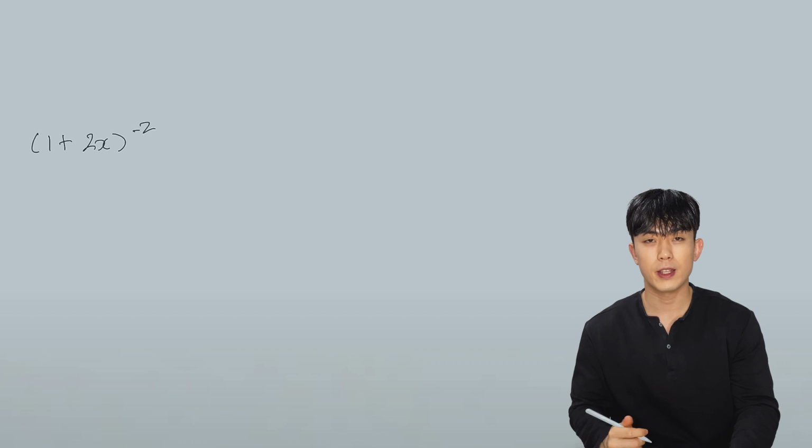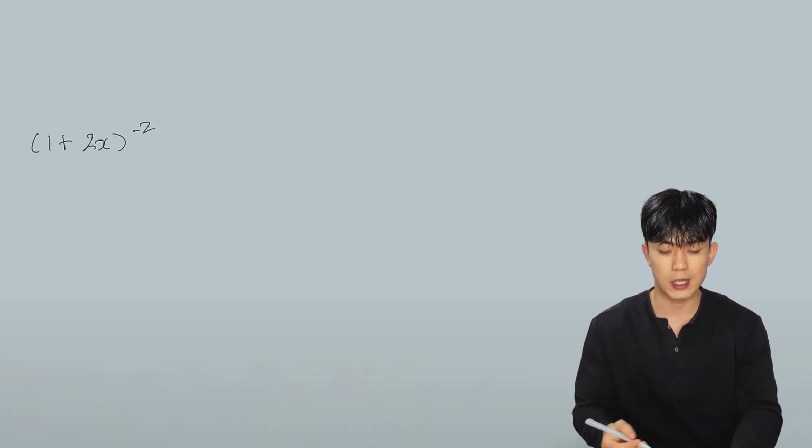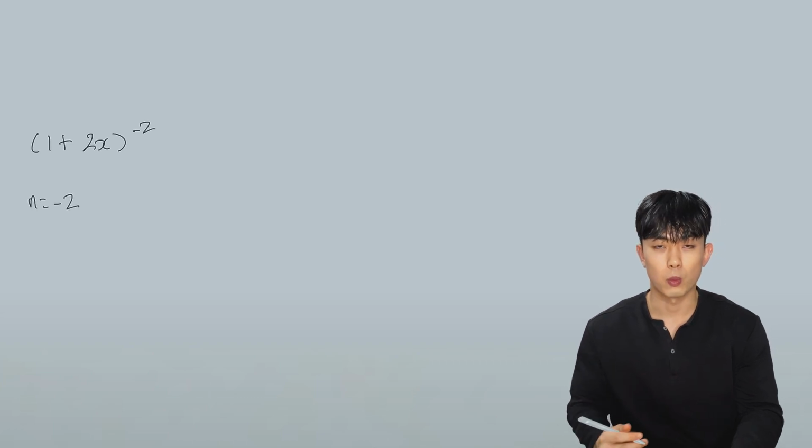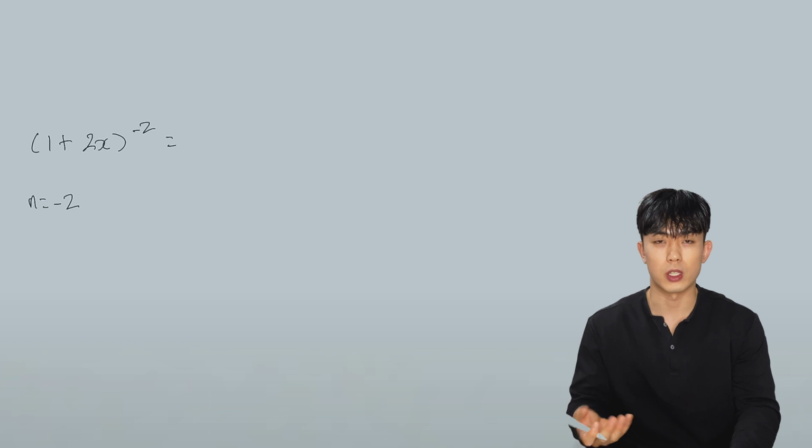So let's look at an example. Let's say I want to expand 1 plus 2x to the power of -2. So in this formula it just says x here, right? But in our case it's going to be 2x. So we're going to replace this x with our 2x, and our n value is going to be -2. Once you've identified that, it's just a matter of just using this formula.